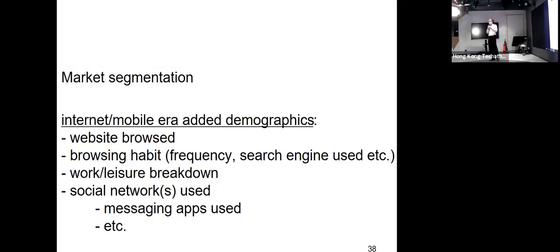Now we have the new era: the internet, the apps, the mobile phone. Then we try to find out people's websites, their browsing habits, whether you are using the internet for work or for pleasure, the social apps that you use, and so on.